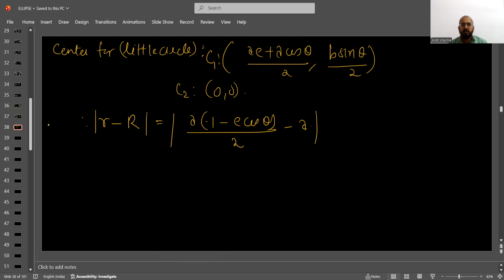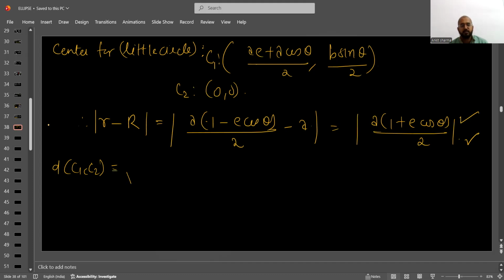So this will turn out to be a/2 minus a, which is minus a by 2. This is also minus, so I can take that minus outside, and this entire thing becomes plus. So (1 plus e cos theta) by 2. This is what I have. Now I have to prove that the distance between the two centers is nothing but this entire quantity.